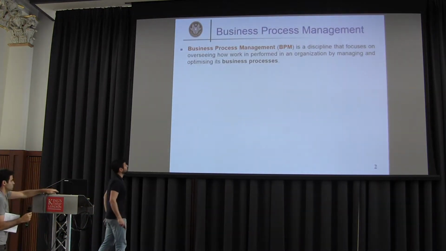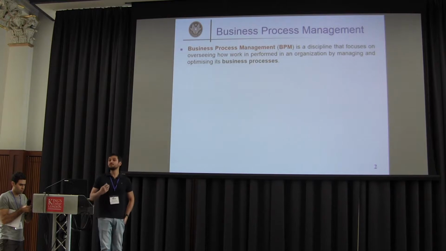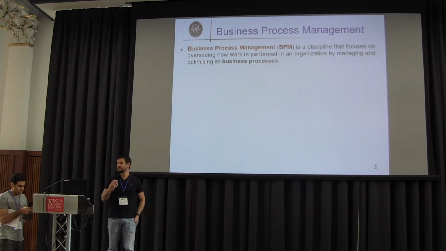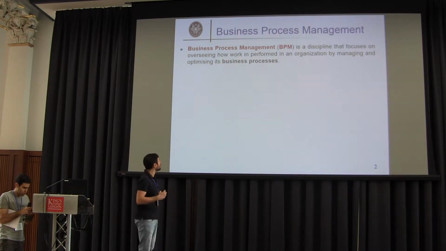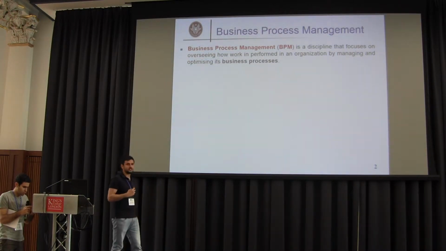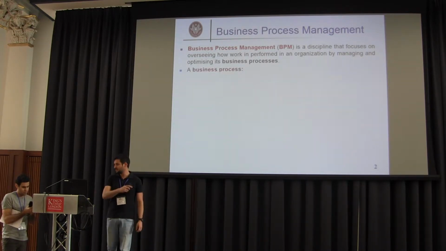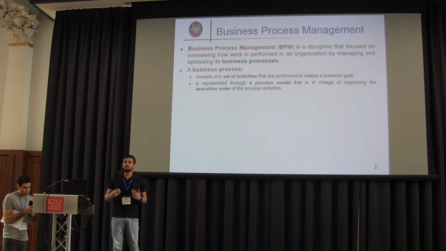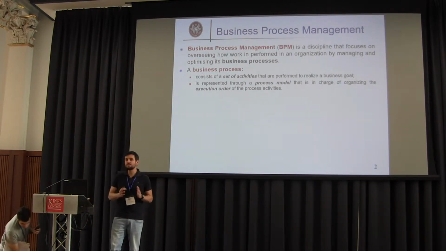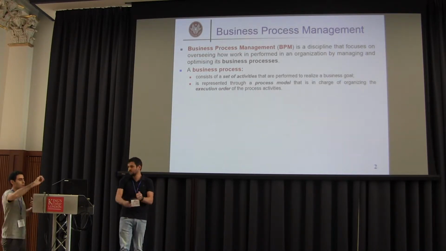This is work that is contextualized in the business process management field. The business process management field is a research and practical discipline that focuses on understanding how work can be performed in an organization by managing and optimizing the business processes of an organization. A business process basically is a set of activities that are performed to realize a business goal. And a business goal is the objective that an organization aims to achieve.